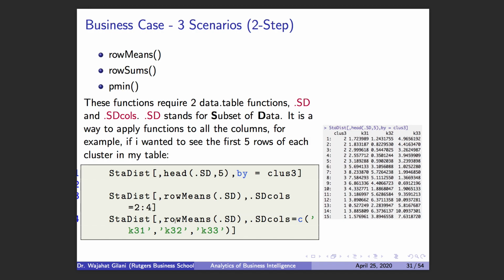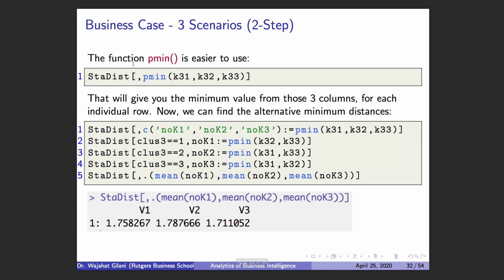We're going to do a mean function. We can apply these functions going row-wise to a subset of the columns. Very easy, very cool. Pmin is actually even easier to use. All right, with pmin, I can just explicitly put the columns I want in it, and it'll do the row-wise minimum for me.